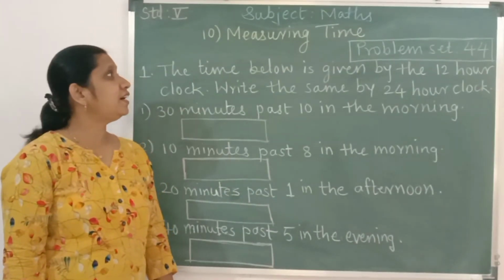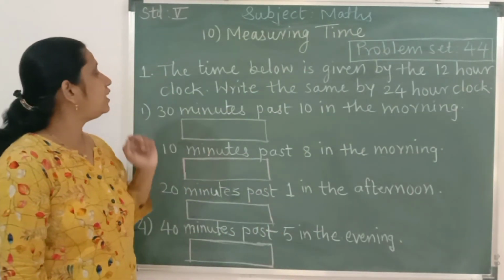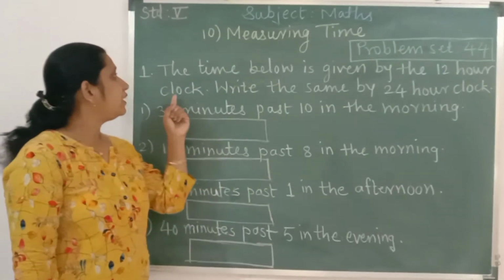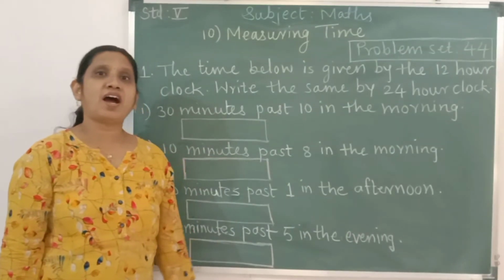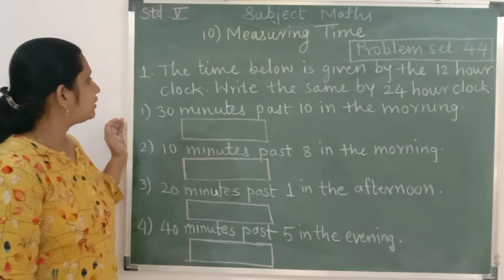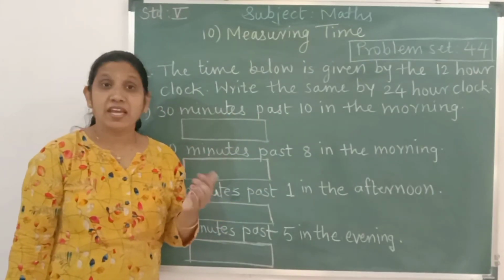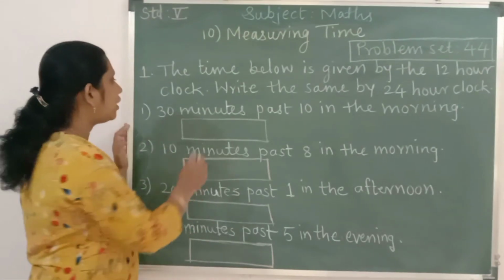Children, now let us study problem set 44. See here, question 1 is given. The time below is given by the 12-hour clock. Write the same by 24-hour clock. Alright. Now, see the first question. 30 minutes past 10 in the morning. In the morning means it is AM. So how it will come?